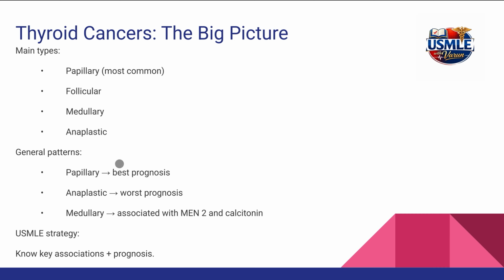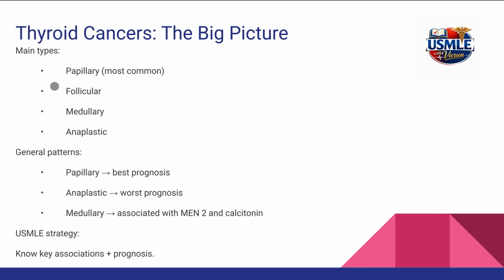So now let's discuss thyroid cancers. Papillary thyroid carcinoma is the most common and it also has the best prognosis. Whereas anaplastic carcinoma has a worse prognosis, and medullary is associated with MEN syndrome and calcitonin production. So always we have to know key associations and prognostic factors.